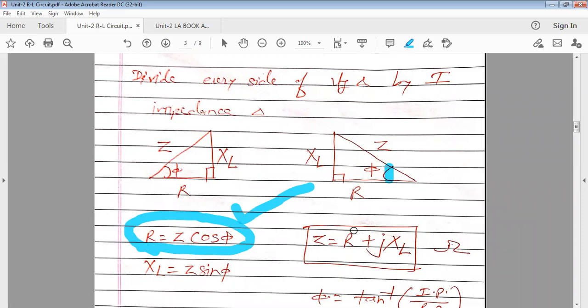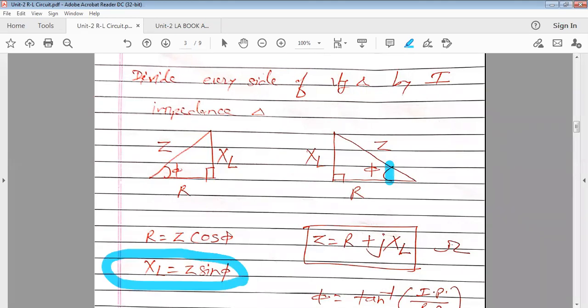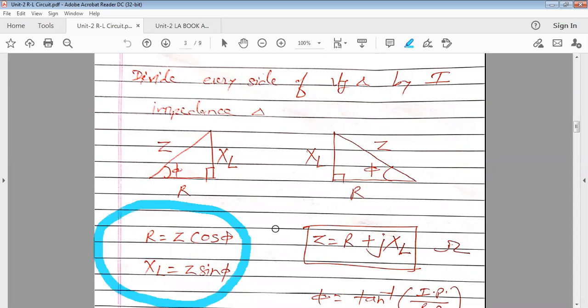R by Z is cos phi. Okay. And similarly, take sin phi. If you take sin phi, then what you will get? XL by Z. Correct. Sin phi is XL by Z. So we can say XL is Z sin phi. So everyone keep this formula also in your mind. Keep this impedance triangle in your mind, because sometimes while solving numerical, you have to use this formula. R is equal to Z cos phi and XL is equal to Z sin phi.